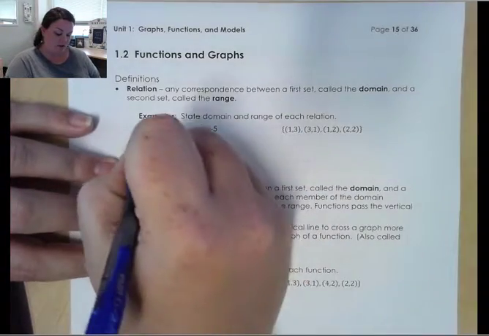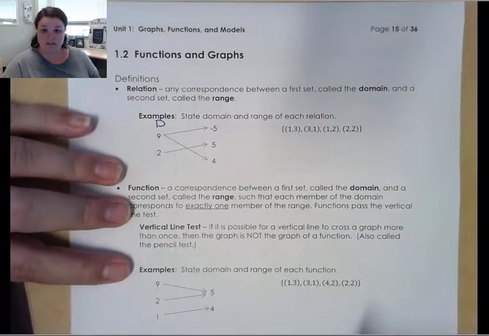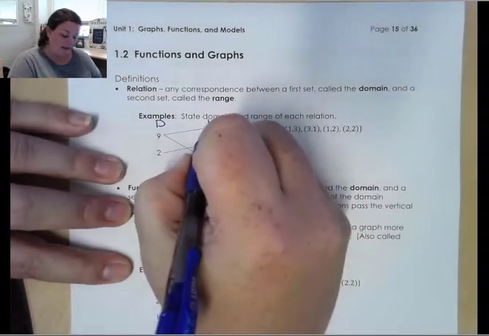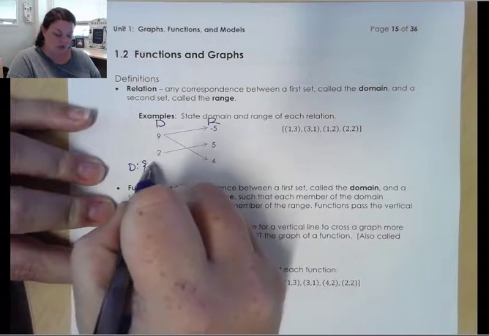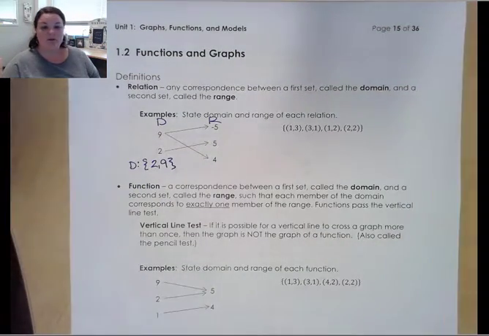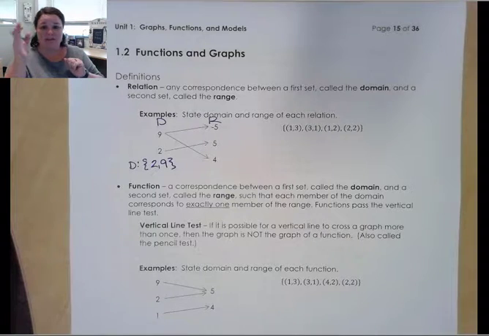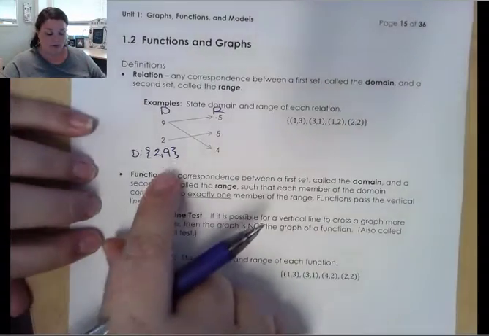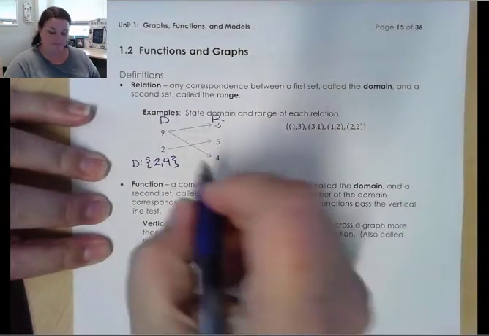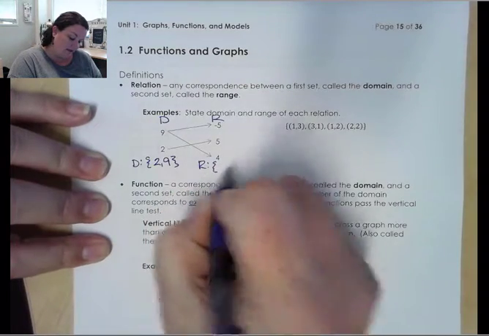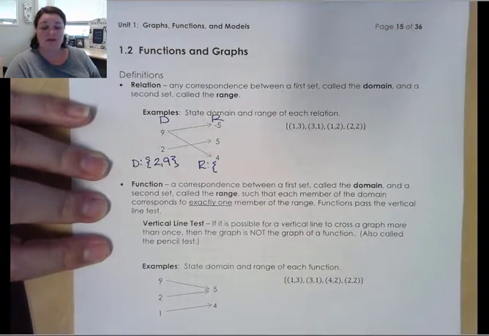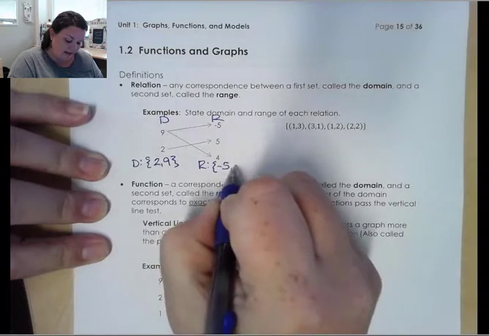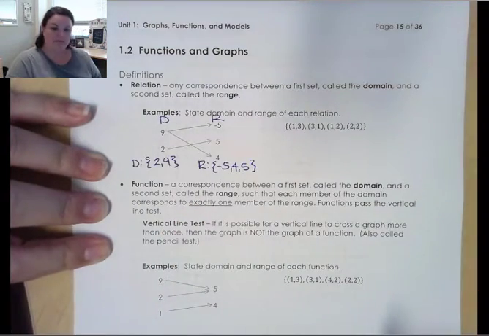Okay, so here are examples of two relations, and we want to find the domain and range of each. Remember, the domain is our set of inputs, or our first set, and the range is our outputs. On this one, my domain values would just be 2 and 9. We use set notation, because we're not saying it could be 2 to 9 and everything in between. We're saying it's just 2 or just 9, so that's why we use the squiggly brackets. Same thing with the range. The range can only be -5, 5, or 4, and we always write them in order from smallest to largest. So -5, 4, or 5.